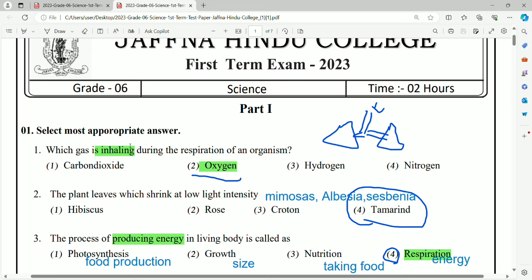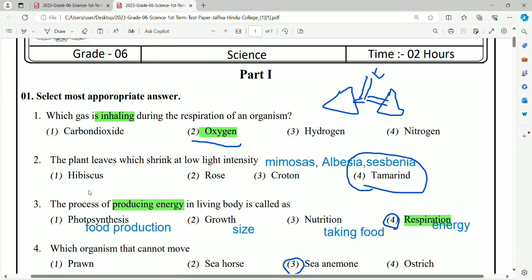Inhalation means taking air into the lungs. So oxygen gas is taken into the lungs. So the answer is oxygen. Exhalation means exit from the lungs, so exhalation means removing air from the lungs. So exhaled air is carbon dioxide gas. Inhaled air is oxygen. Next question.